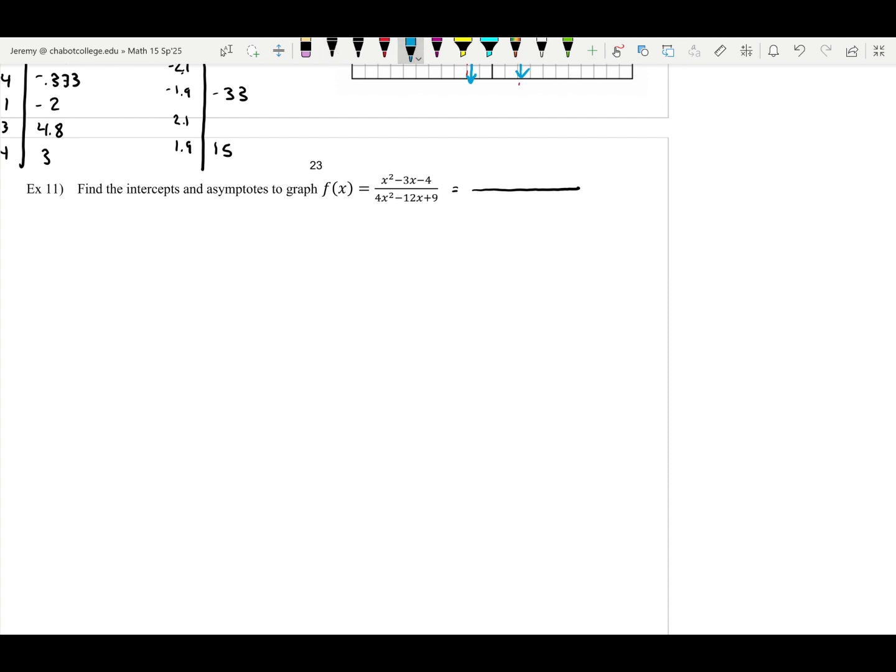So how do we factor the numerator? What are two numbers that multiply to negative 4, add to negative 3? I think that negative 4 and positive 1 will do it. So this factors to x minus 4 times x plus 1. That's good. How do we factor this denominator?